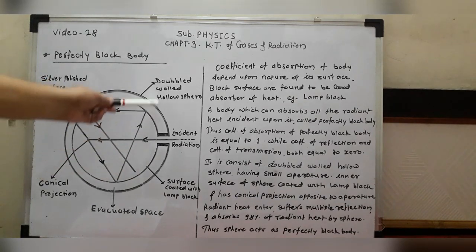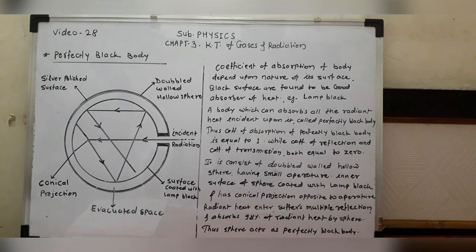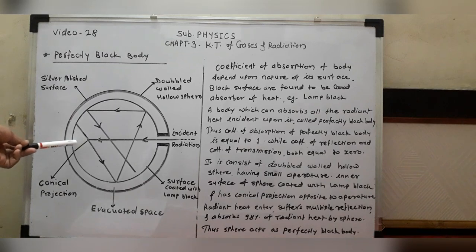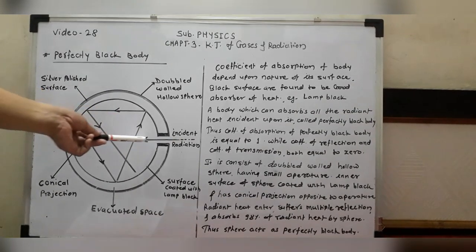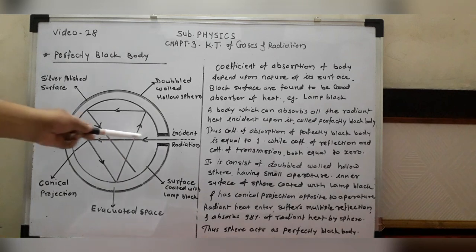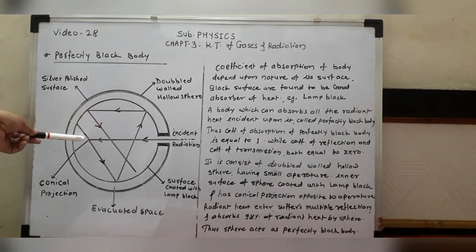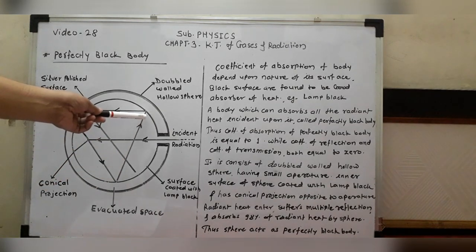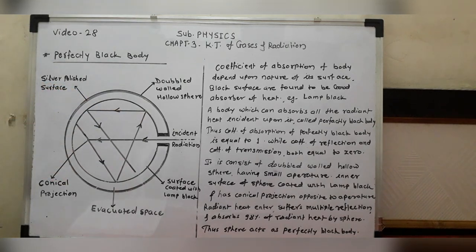The inner surface of the double walled hollow sphere is coated by the lamp black, and it has a conical projection opposite to this aperture. This is the conical projection for multiple reflection. When the radiant heat enters through the small aperture, it is incident on the conical projection and is reflected in such a way that it undergoes multiple reflection. First reflection is this, second one, third one, fourth one. In this way, the sphere suffers multiple reflection.